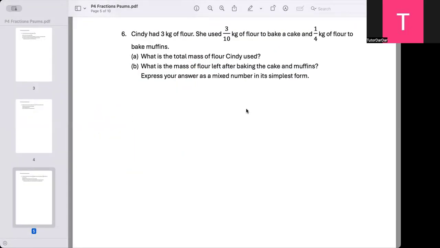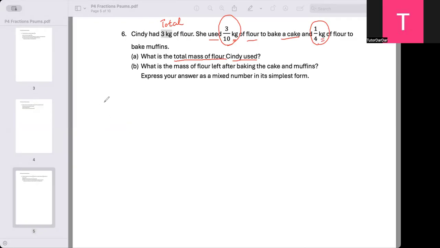Cindy had 3 kg of flour. So 3 kg is total. She used 3/10 kg of flour to bake a cake and 1/4 kg of flour to bake muffins. A. What is the total mass of flour Cindy used? So she used 3/10 and 1/4. 3/10 for a cake and 1/4 for muffins. Take note, you must have this kg, this unit. You must have this. Then you can add together.